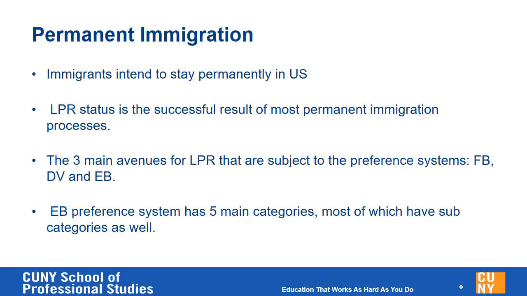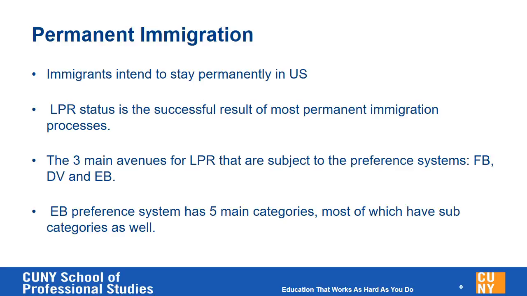Permanent immigration is characterized by and large, first of all, by the intent of the person who's coming to this country. Non-immigrants come temporarily with an intent to leave at the end of their intended stay, while immigrants intend to stay here permanently. Most people who achieve a permanent status in this country get a green card or lawful permanent residency. What is different is the way that they get there.